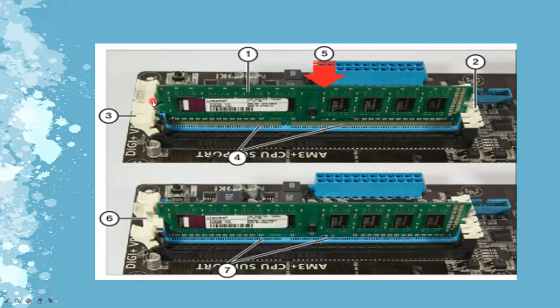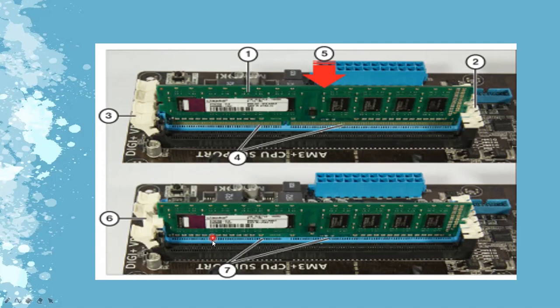Ye hooks hai, ye open position mein hai, open hai. Yahan par hum inko open karenge, RAM slot ko insert karenge and then isko hum hook ko upward direction mein close kar denge. So it could be fixed on this slot. This is the RAM, and it also increases the capacity and the speed of the computer as well, right?